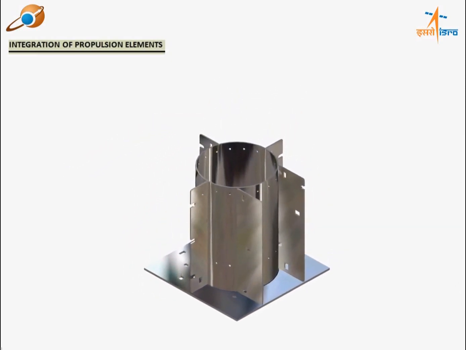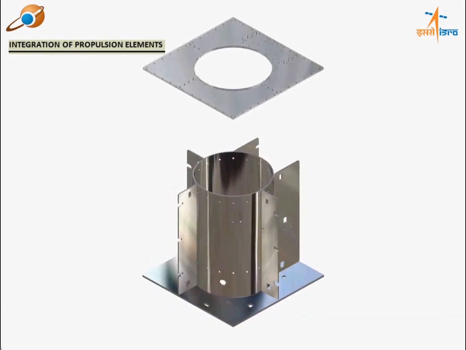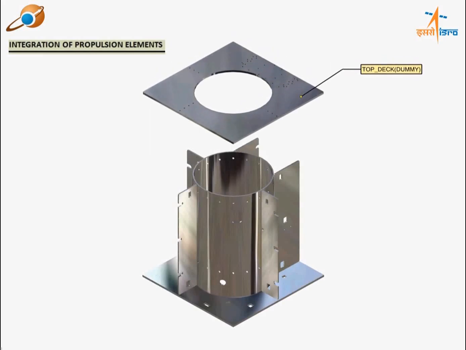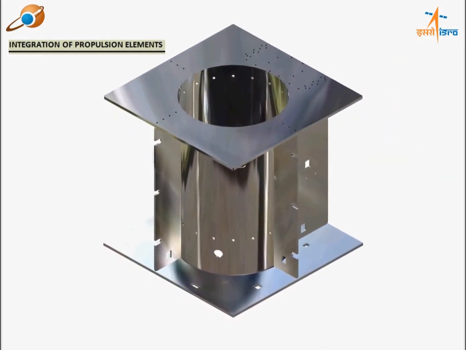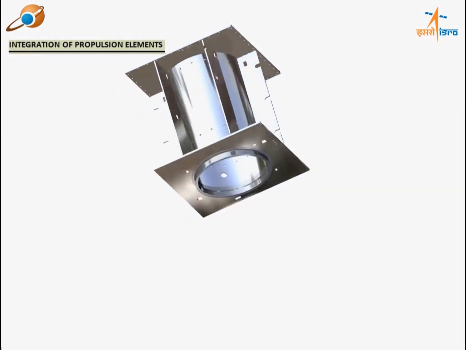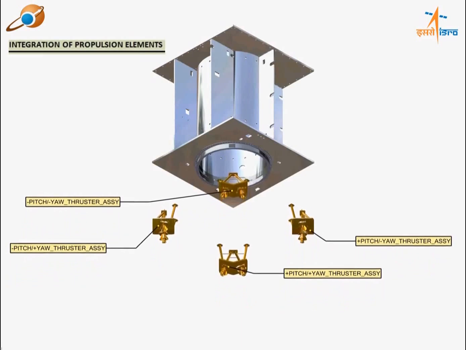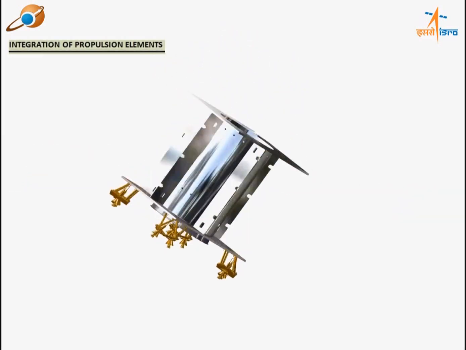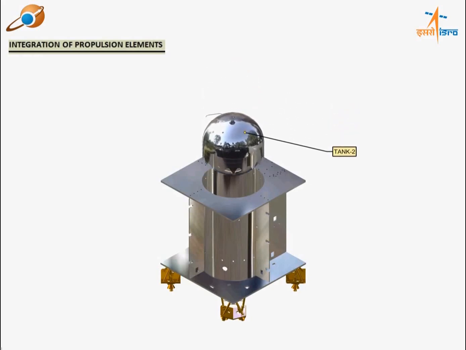This completes the primary structure assembly. After the arrival of the primary structure assembly in the clean room, the first activity is the integration of propulsion elements. The propulsion system configuration in the Mars Orbiter mission is a bipropellant chemical propulsion system.